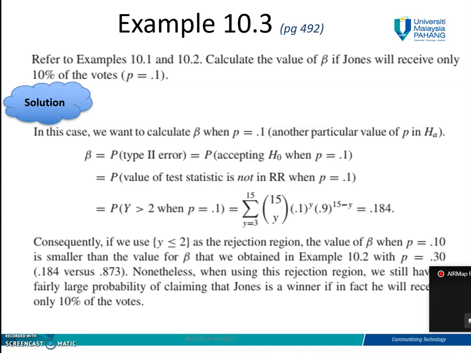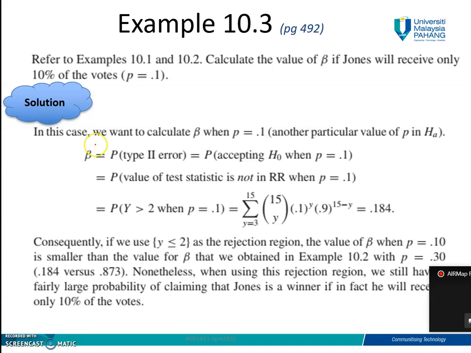So now we continue with example 10.3 for subtopic 6.2, which is type 1 error and type 2 error. From the previous video, you can refer to examples 10.1 and 10.2. We are talking about John's vote. Now in example 10.3, we calculate the value of beta if John will receive only 10% of the votes, which is P equal to 0.1. Previously, in example 10.2, we had P equal to 0.3.